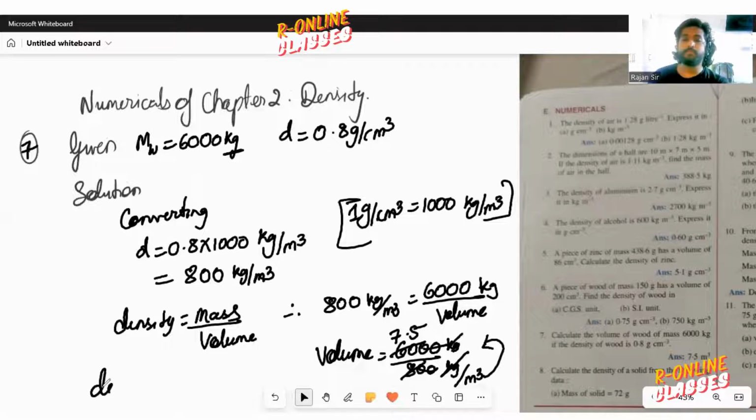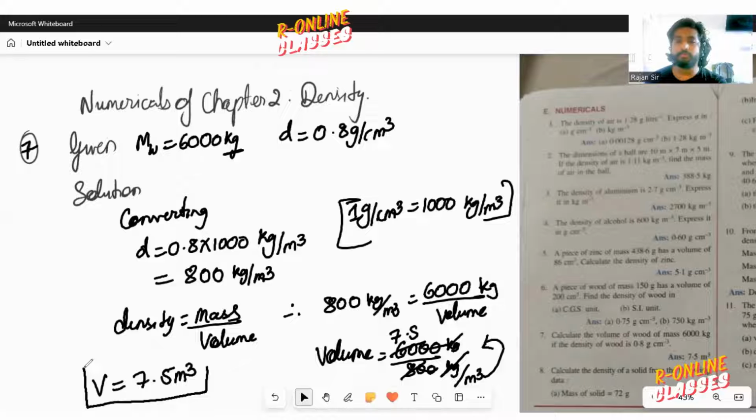So density of wood is 7.5 meter. Sorry, not density. Sorry. So the volume comes to be 7.5 meter cube. Make sure you're writing the unit properly. Okay, let's go to the next one.